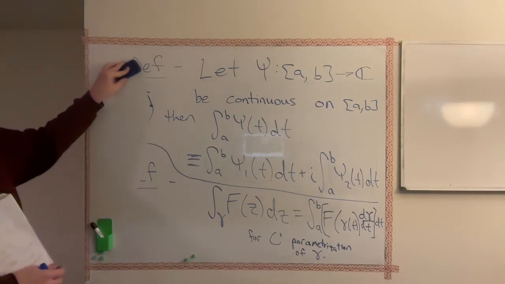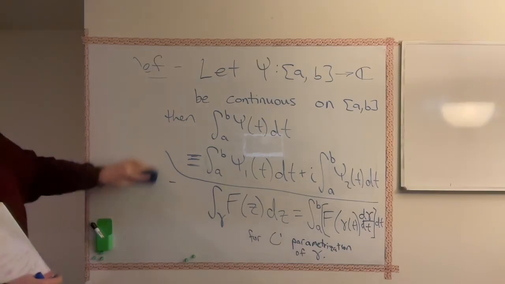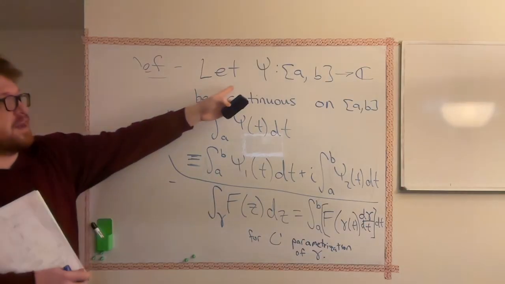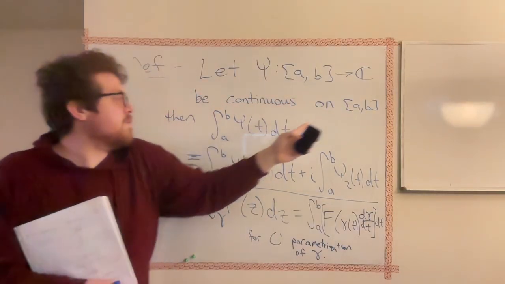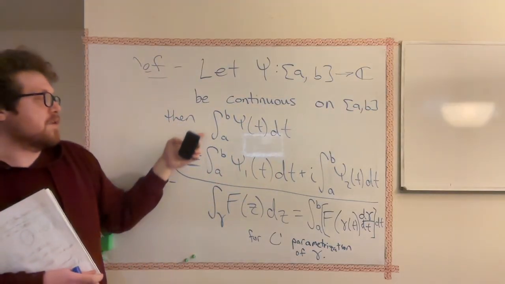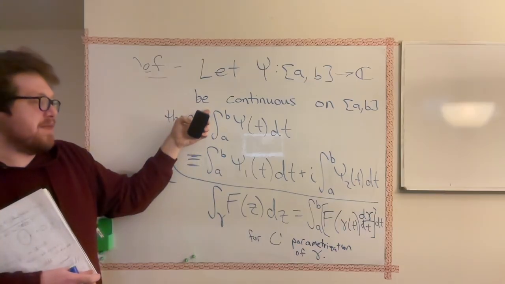Okay, any questions before I erase all of this? So basically we're defining, if I have a path in C giving me complex numbers, what it means to take an integral from the start of the path to the end of the path, dt.